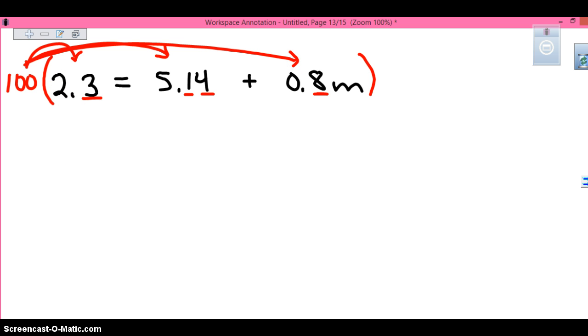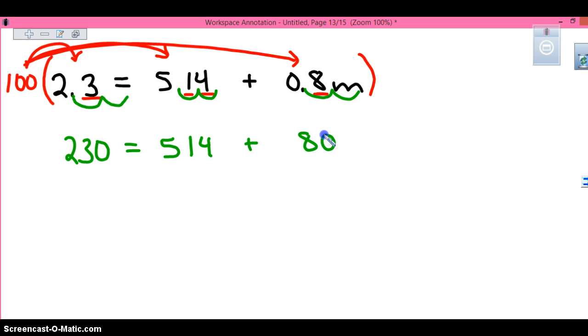We multiply 2.3 times 100. That means we move the decimal twice. This becomes 230. If we multiply 5.14 times 100, move the decimal twice. This becomes 514. If we multiply 0.8 times 100, we move the decimal twice, and this becomes 80m. Do you see how we got rid of the decimals now?